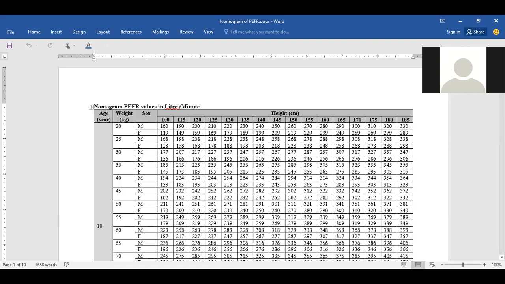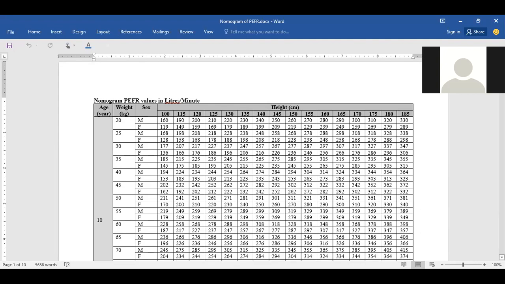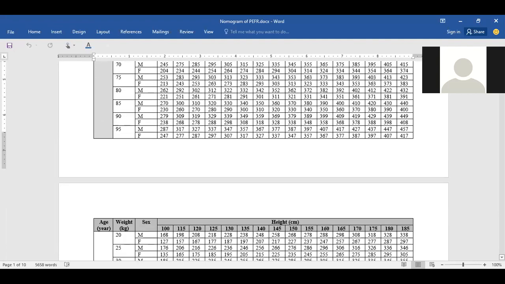So I put some value of weight in one, and you substitute. You do substitution for that equation. So you look at it for male, female, for the height. The height is from 100 to 185. Then for age 10, weight 20 kg, female and male. For age also, look at age 10. Can you see?